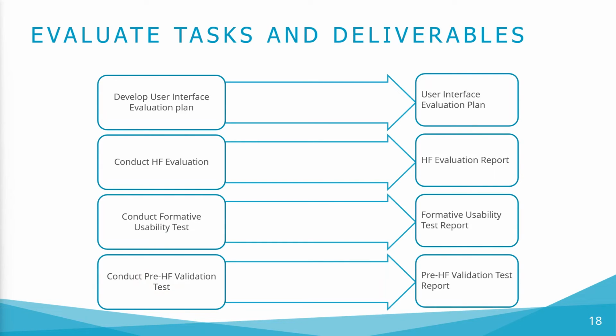The outcomes of the evaluate step are: user interface evaluation plan. The final plan lists each formative evaluation performed in the course of the product's development. HF evaluation report. The HF evaluation report describes the findings and recommendations from the HF evaluation. Formative usability test report. Each formative usability test report describes the findings and recommendations from the formative usability test. Pre-HF validation test report. The pre-HF validation report describes the findings and recommendations from the pre-HF validation usability test.